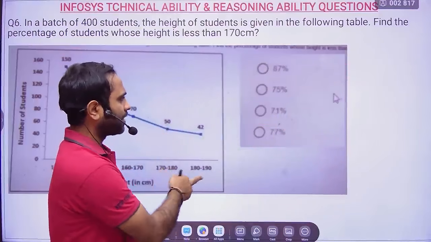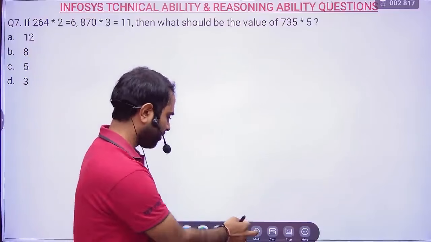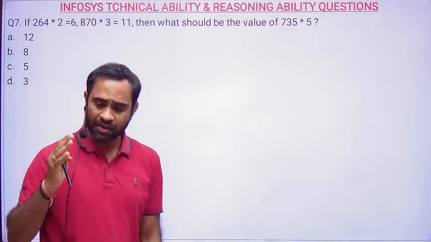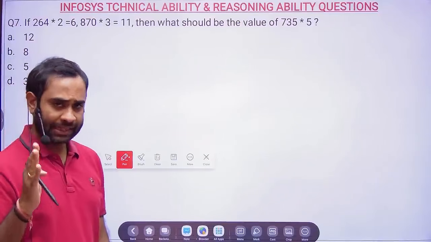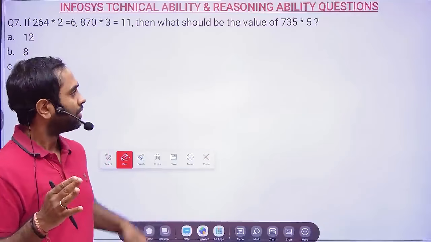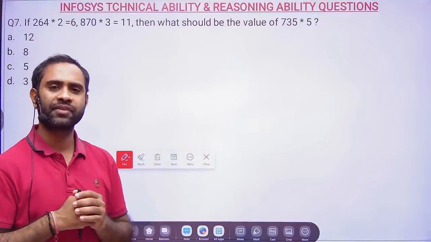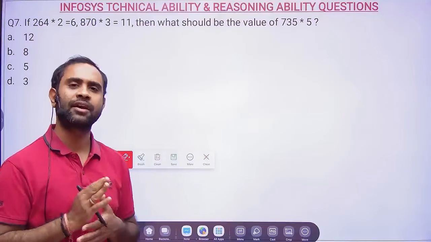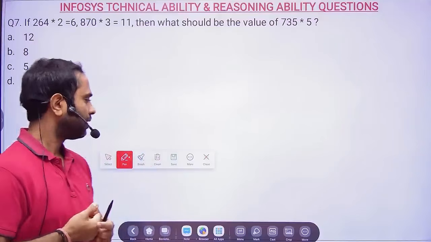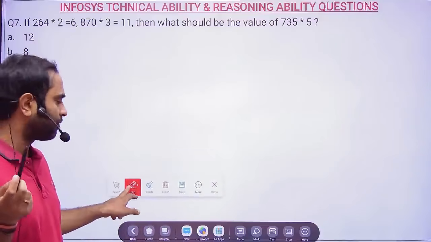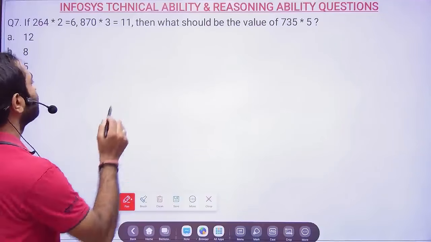Percentage basics, these things have already been covered. See, whatever I am teaching you in the classes and in the videos, these questions are nothing in front of that. With the level of questions which I teach you, you can clear any examination. Infosys and all is nothing in front of the classes.